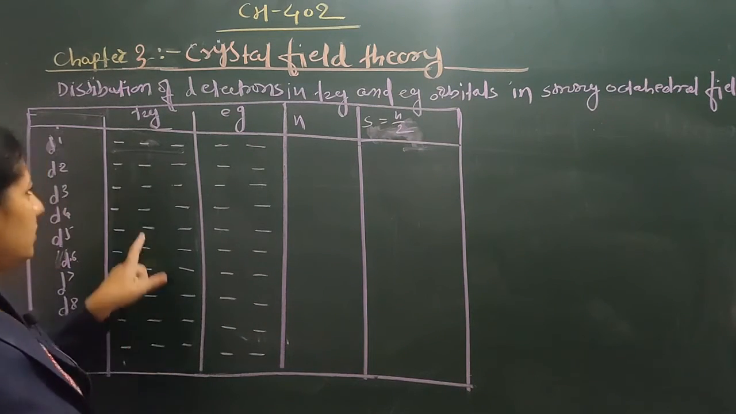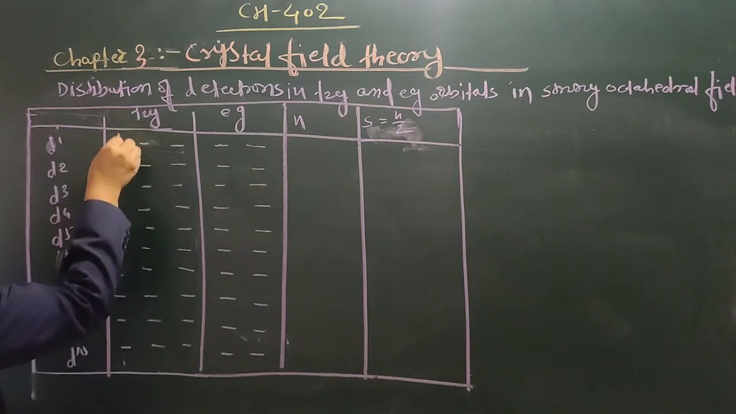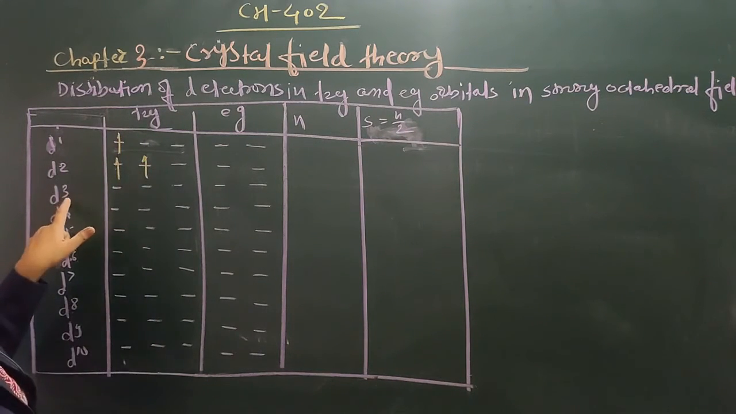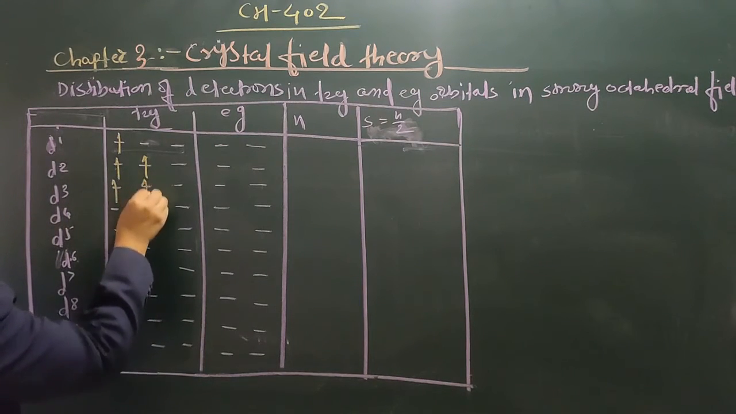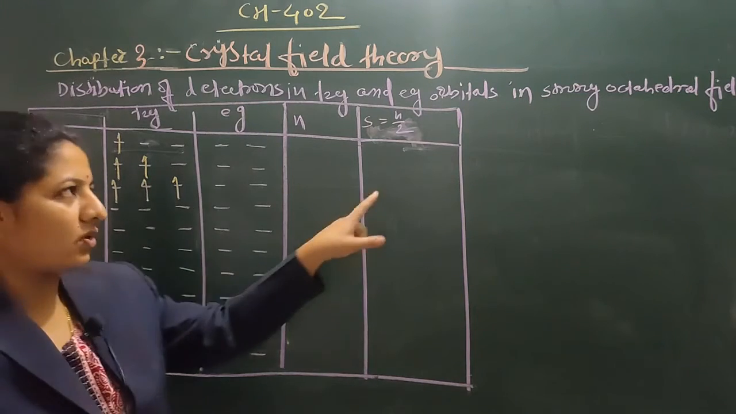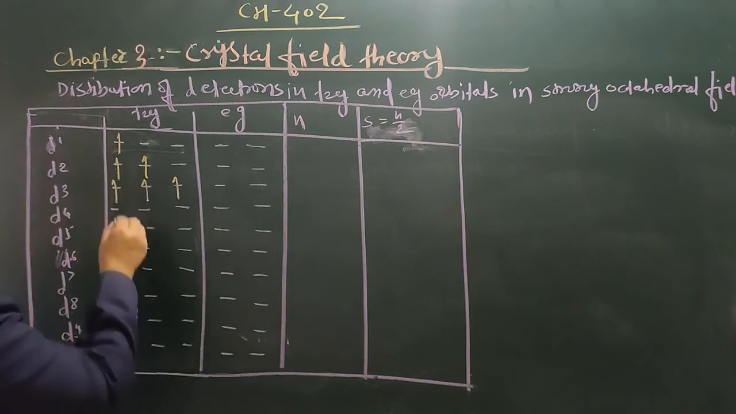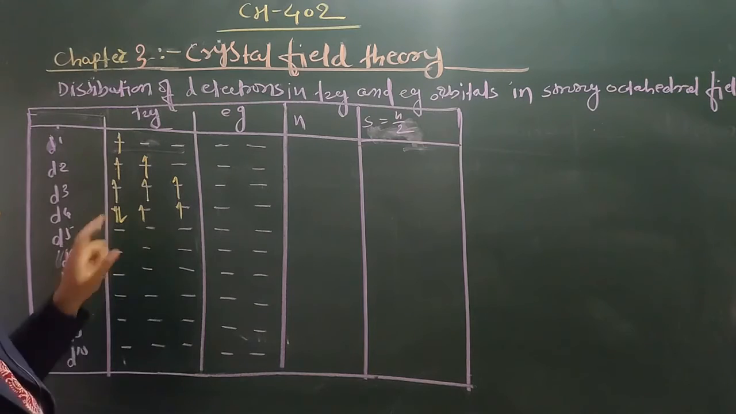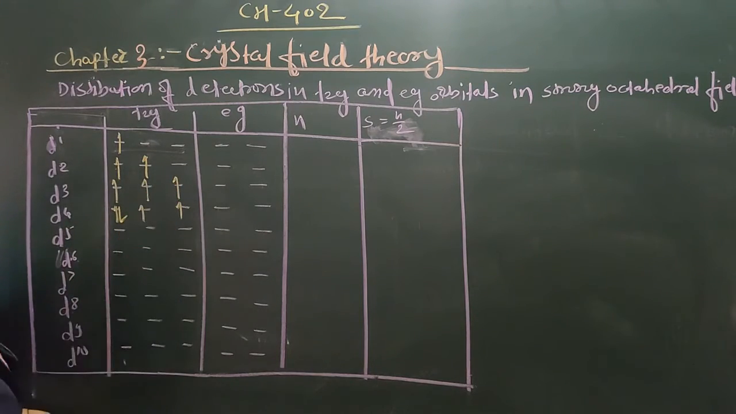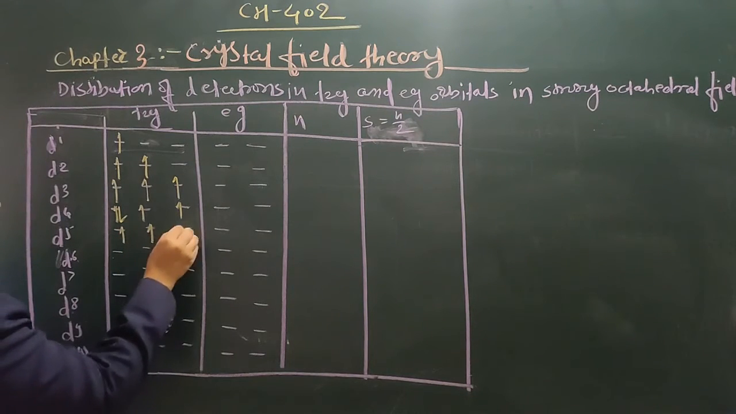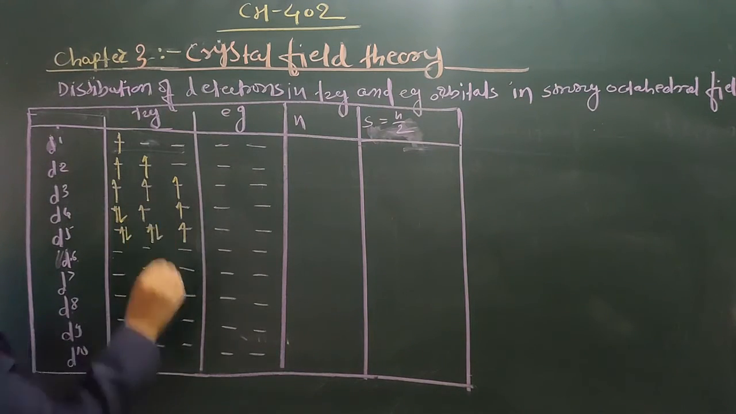Then we place the respective electrons into those orbitals. For d1 there will be 1 single electron, for d2 there will be 2 electrons, for d3 there will be 1, 2 and 3. For d4, as we know this is a strong field ligand, after occupying singly, the electron will be paired in that orbital, because the ligand is a strong field ligand. For d5 again it will be 1, 2, 3, 4 and 5.